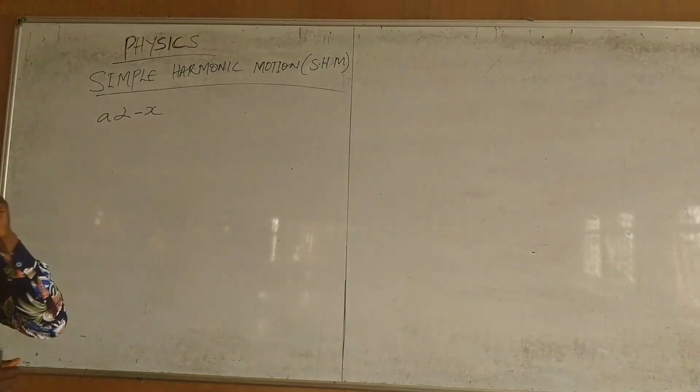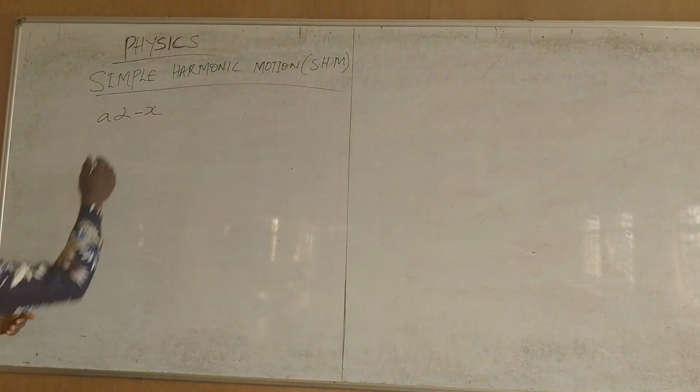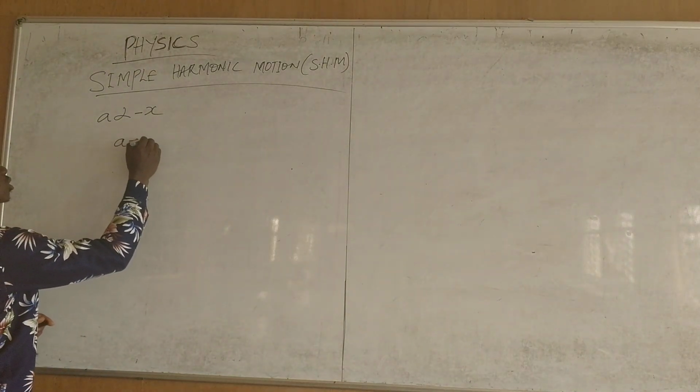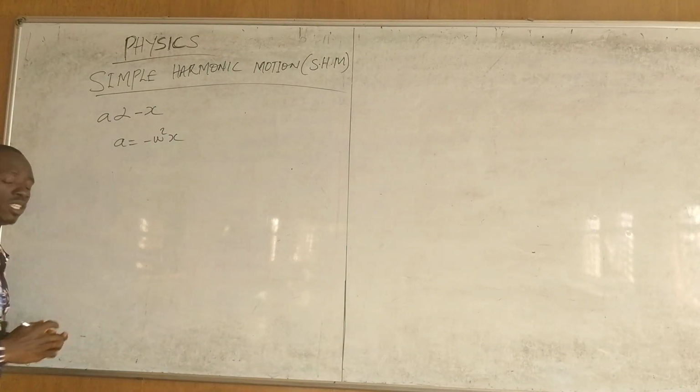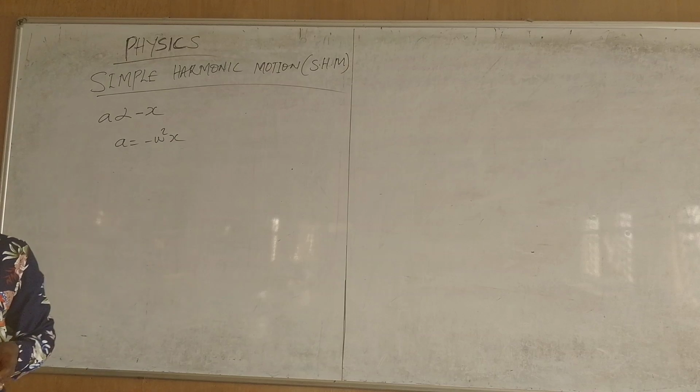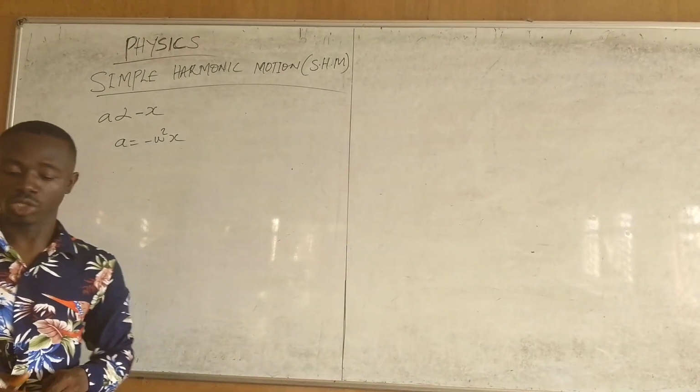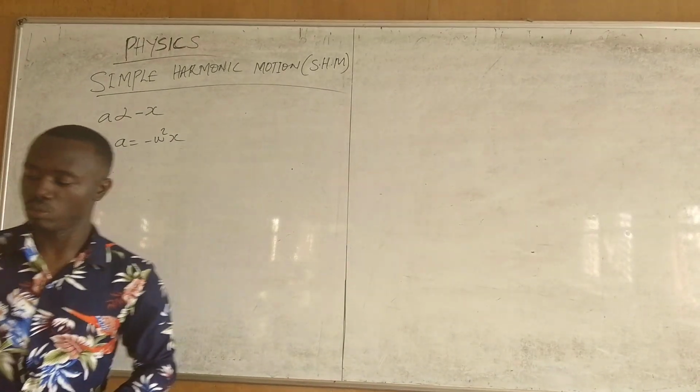Later, I'm going to prove to you that A is equal to minus omega squared x, where omega is the angular speed of the body undergoing simple harmonic motion.